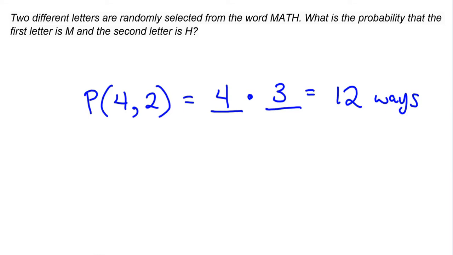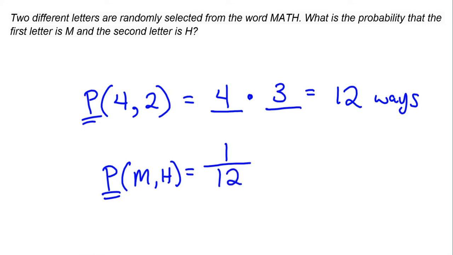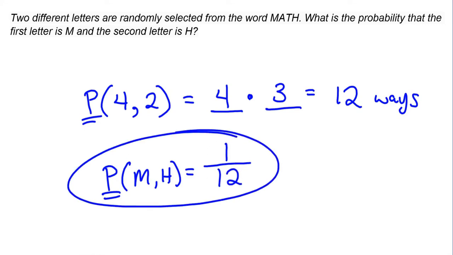And the probability that the first letter is M, now I'm going to really mix you up. The probability that the first letter is M followed by H. Now this is probability and this is permutation. That's what I hate about that, is that these look identical, but this one is probability and this one is permutations. The probability that the first one is M and the second one is H is 1 out of 12. And there is our probability. So using permutations and the fundamental counting principle to help us find the probability of compound events.